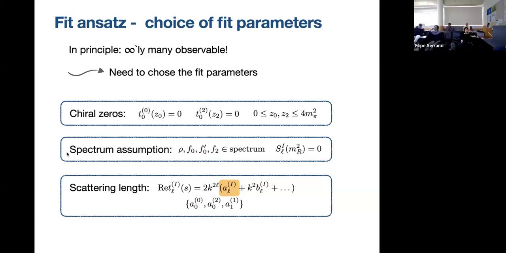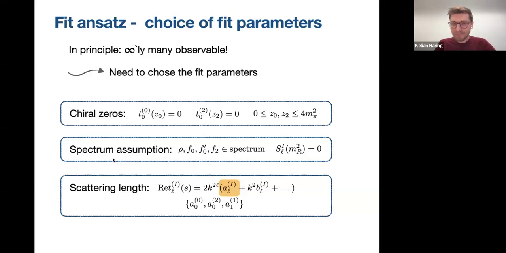Then we'll assume the presence of some particle in the spectrum. Because we want to fit data that have some spectrum, it's convenient to assume the presence of some particle in the spectrum, but we will not impose a position. The position is a fit parameter and will be decided by the algorithm in order to better fit the data.